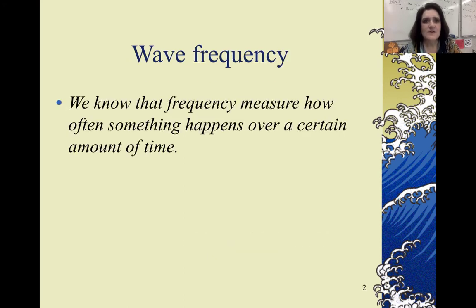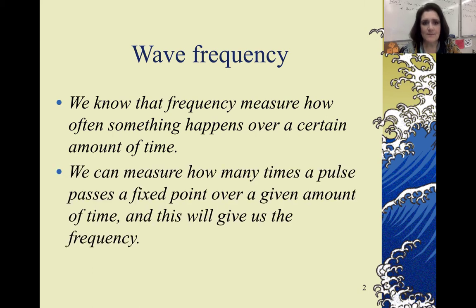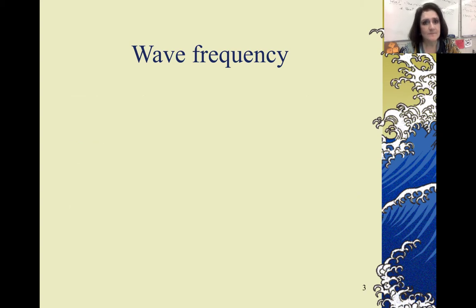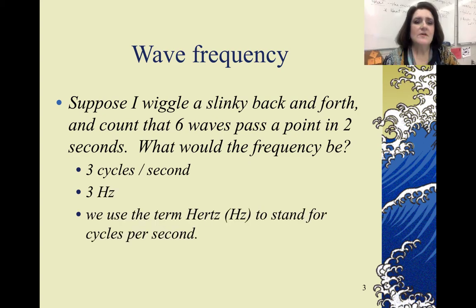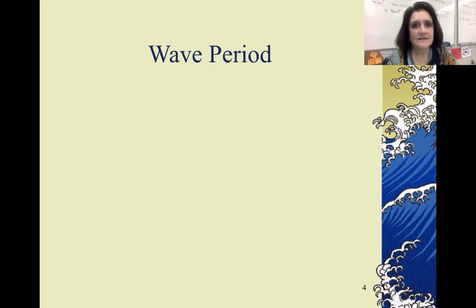Wave frequency. So we know that frequency measures how often something happens over a certain period of time. And we can measure how many times a pulse passes a fixed point over a given amount of time. And this will give us the wave frequency. So suppose I wiggle a slinky back and forth and count that 6 waves pass a point in 2 seconds. That frequency would be 3 cycles per second, also known as 3 hertz. So we're going to use the term hertz to stand for cycles per second.